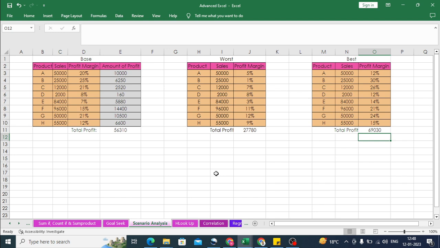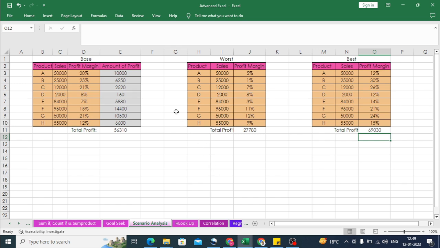So continuing with advanced Excel, next we will have a look at scenario analysis. Scenario analysis is helpful for organizations when they are planning for the future, because any organization which is planning for the future is not 100% sure what is going to happen. So they want to be prepared for every situation. In this context, scenario analysis can be used.